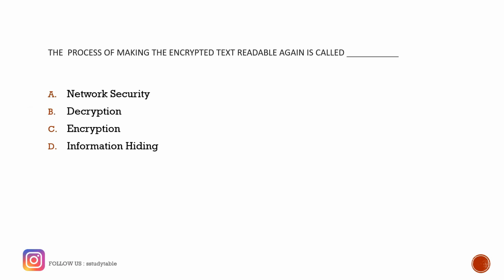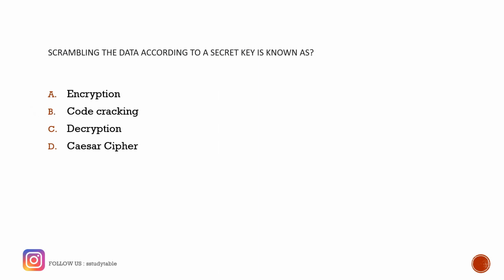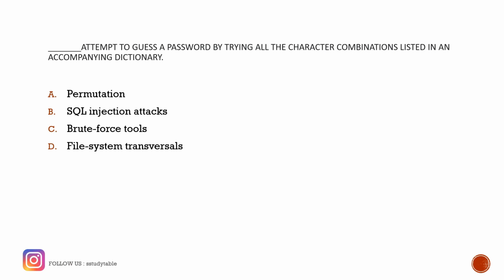Next, the process of making the encrypted text readable again is called decryption. Next, scrambling the data according to a secret key is known as. Answer is encryption. Next, dash attempt to guess a password by trying all the character combinations listed in an accompanying dictionary. The answer is brute force tools.